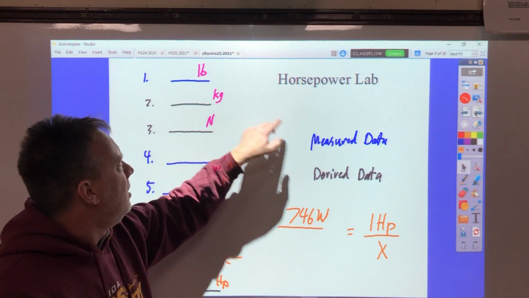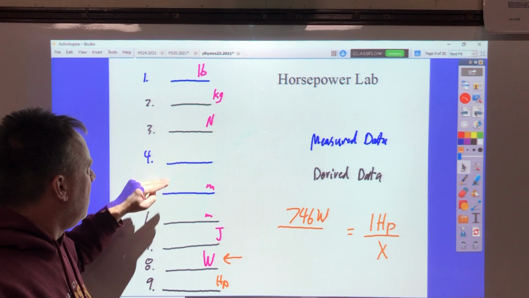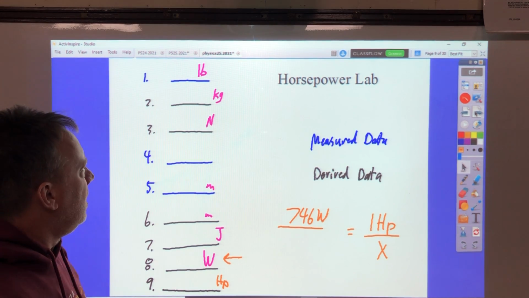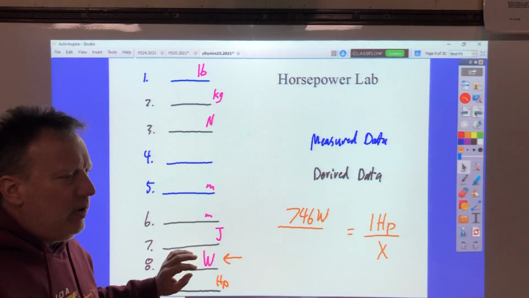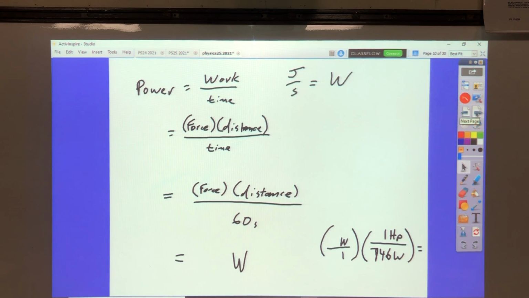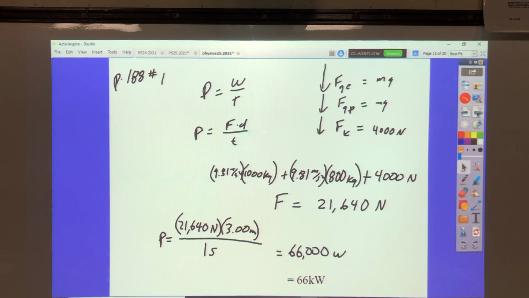And we'll measure the weight and the number of times you do it and how high the fence is. And we'll derive all the other data and we'll figure out the horsepower it takes to do that. We'll talk about that in class. I've got a handout for you to do that.